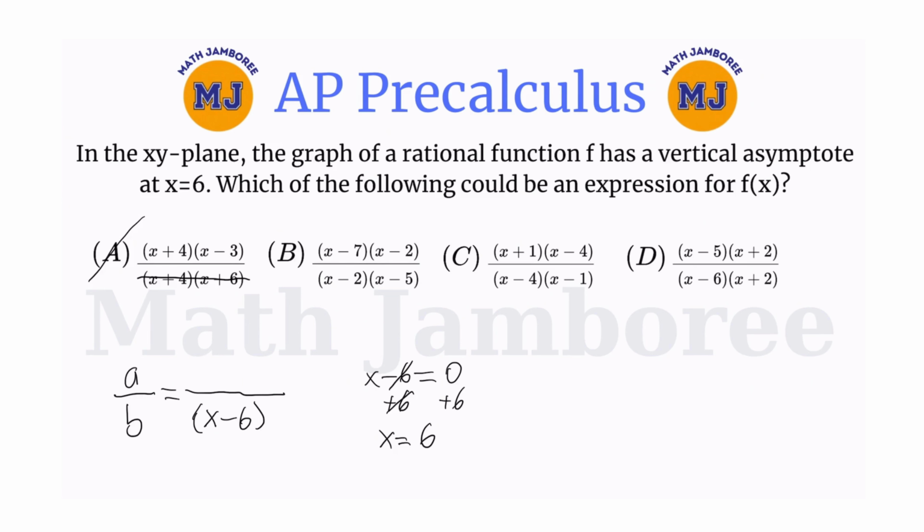Choice B, we don't have x minus 6. In choice C, we have x minus 4 and x minus 1, but not x minus 6. In choice D, we have x minus 6 in it. Nice. And the x plus 2 cancels each other out. The final version of this rational function becomes x minus 5 over x minus 6. Therefore, the correct answer is choice D for this specific question.